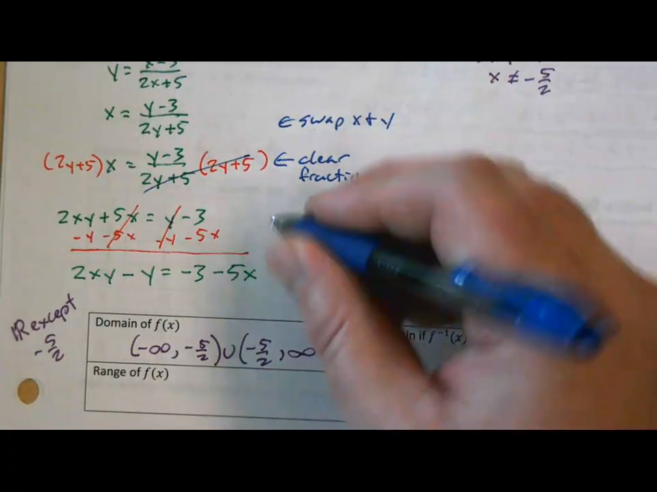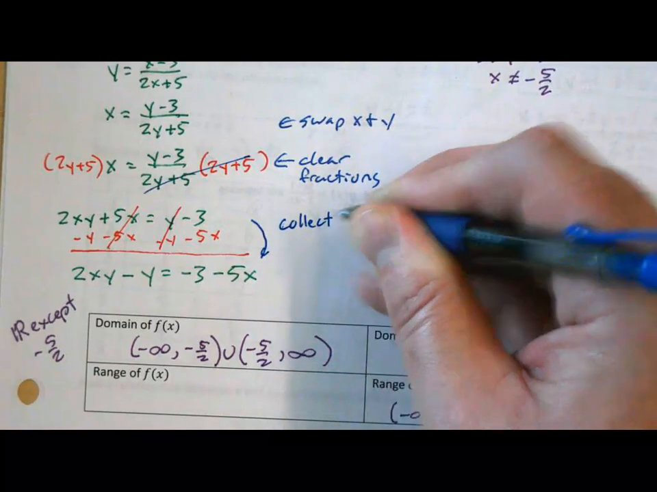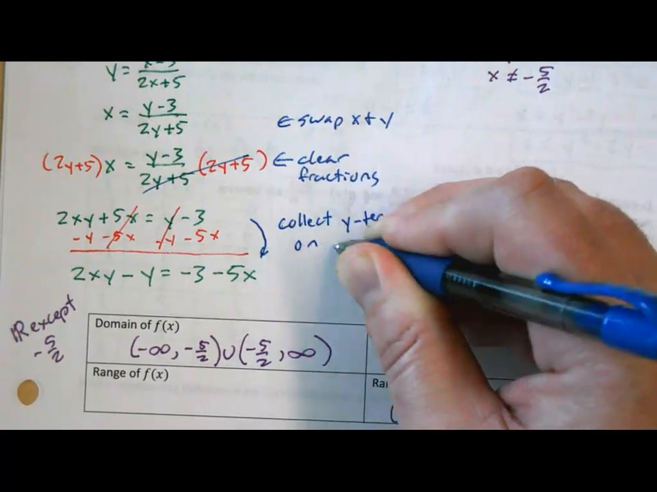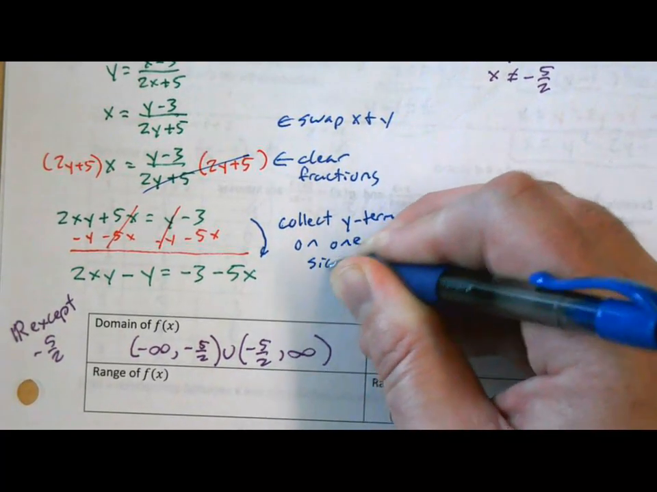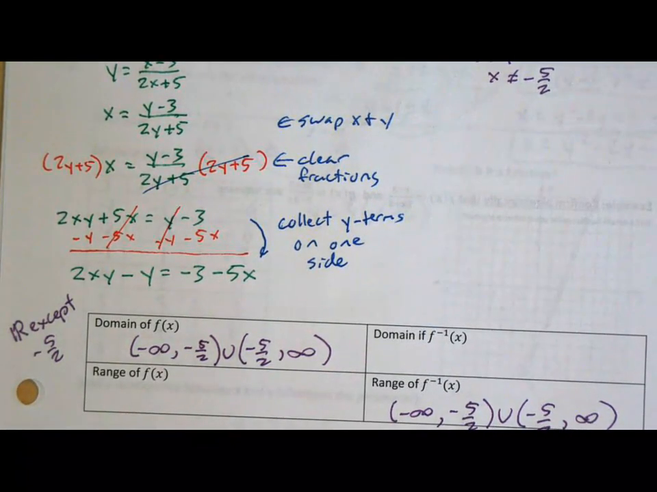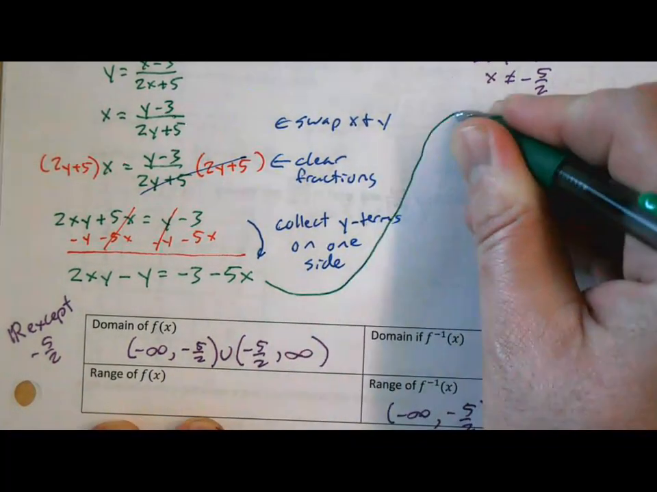And what we're doing from here to here is we're collecting y terms on one side. And I've run out of room, so I'm going to have to do a little shuffle over to the second column here.